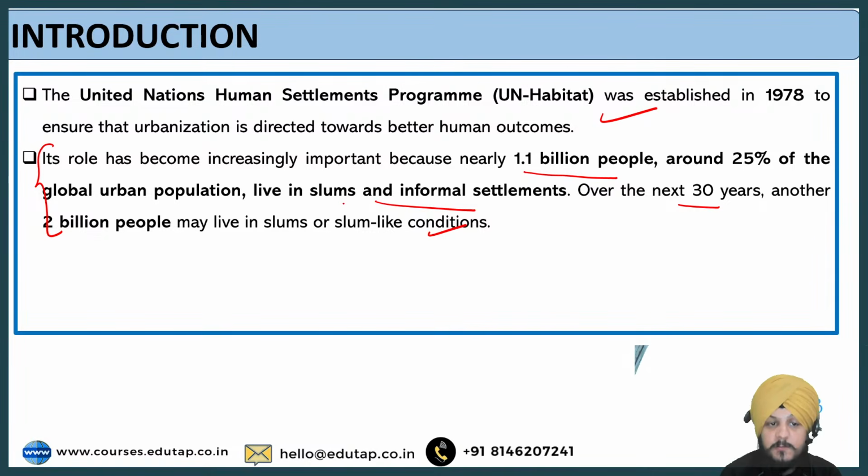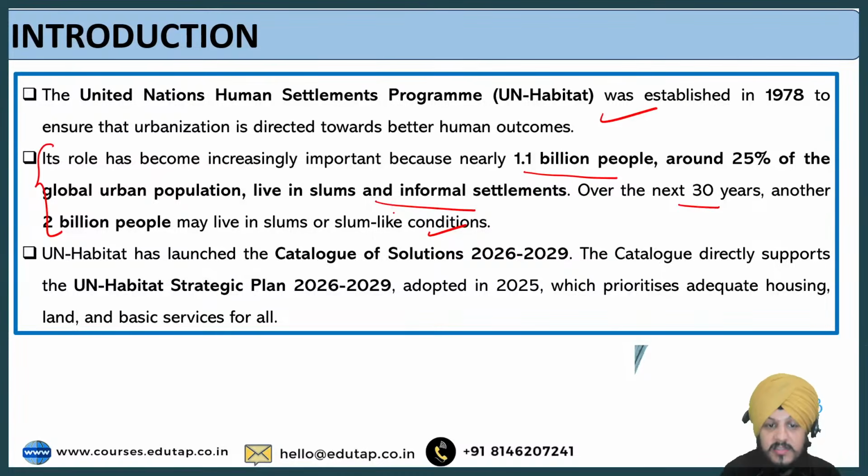Now the point is that in order to fulfill this objective and tackle this challenge with respect to the increasing global urban population, this catalog of solutions has been released by UN Habitat. It is one of those important strategies that has been released by it. Earlier also they have released several documents, but this is also one of them, which has been released very recently and could be relevant for your examination.